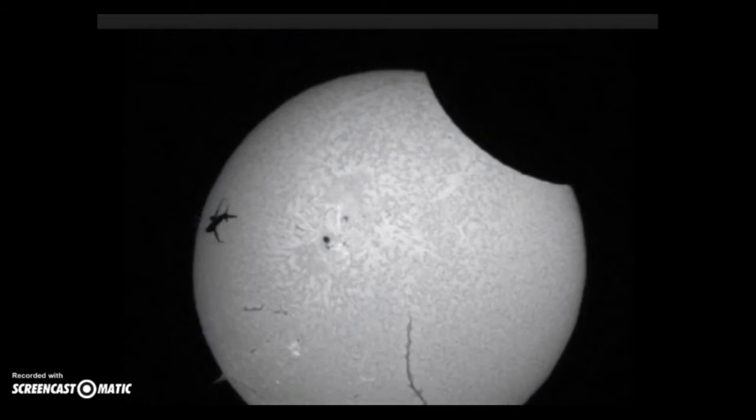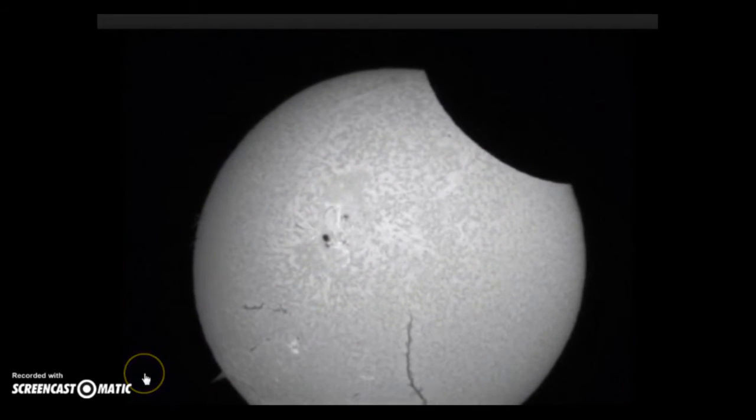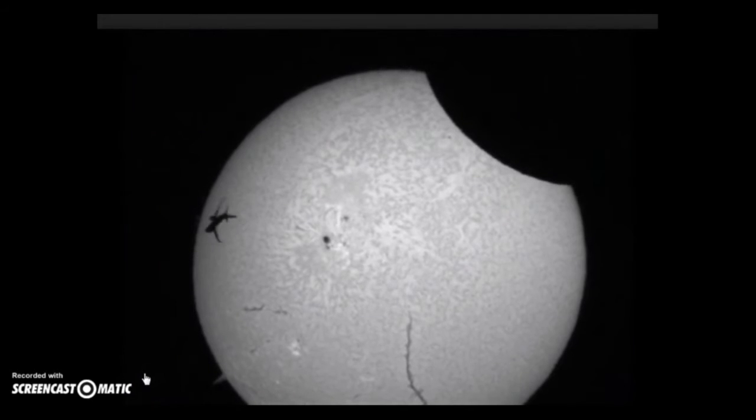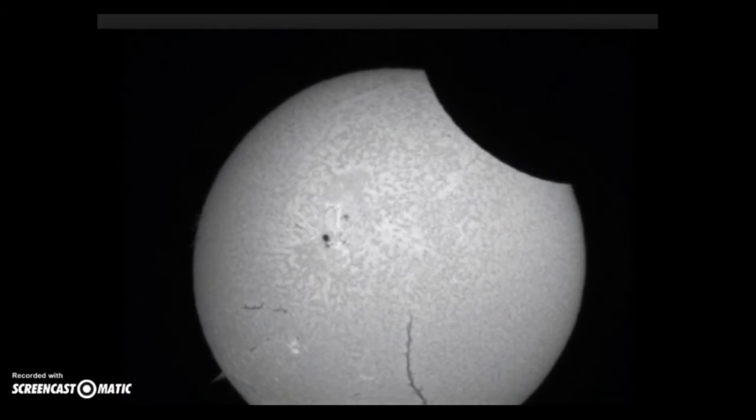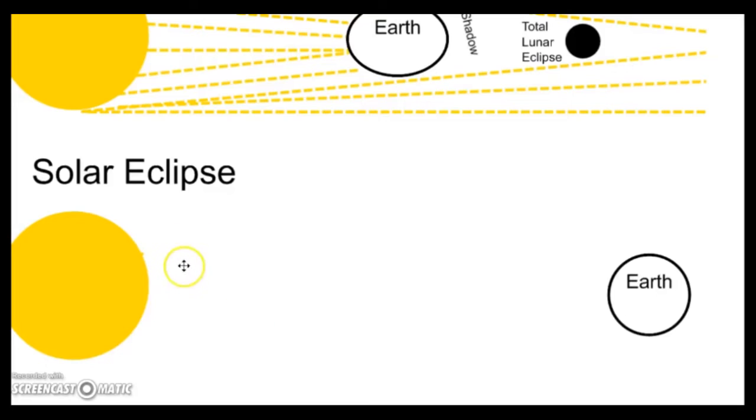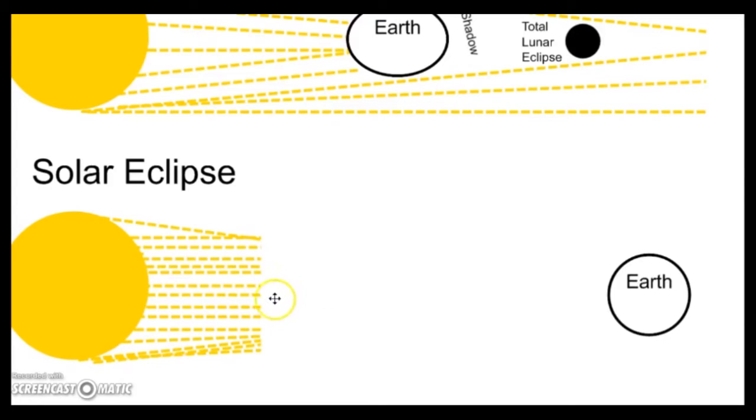One last fun video. This was taken during a partial solar eclipse, but a plane crossed in front of the camera while it was taking the pictures. Well, anyway, in this case, a solar eclipse. Of course, we've got the sun shining again.